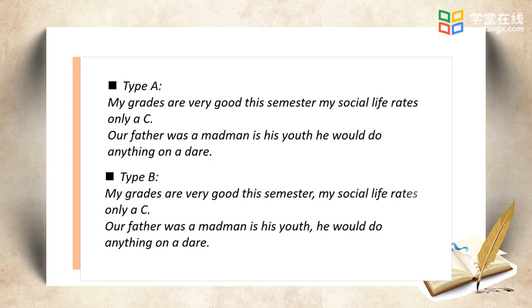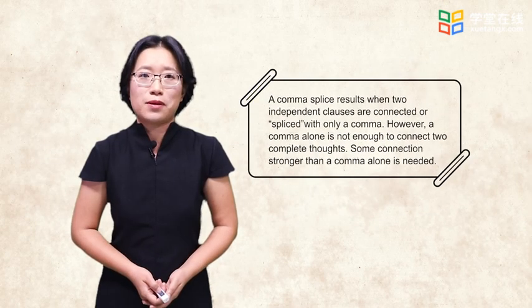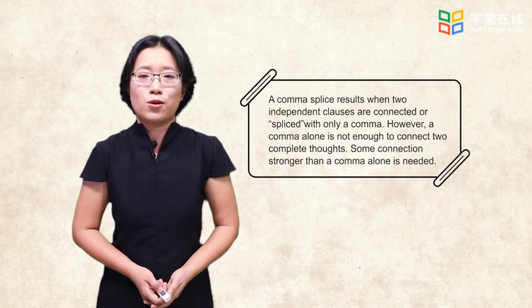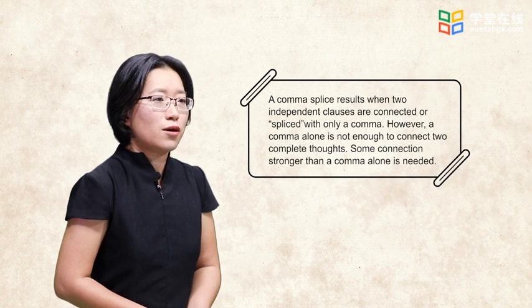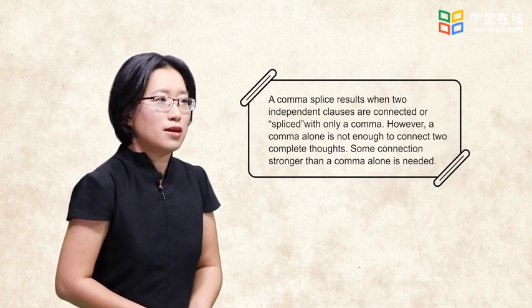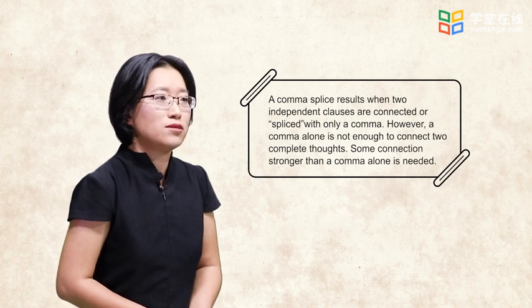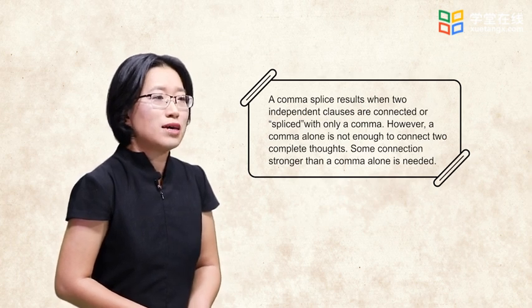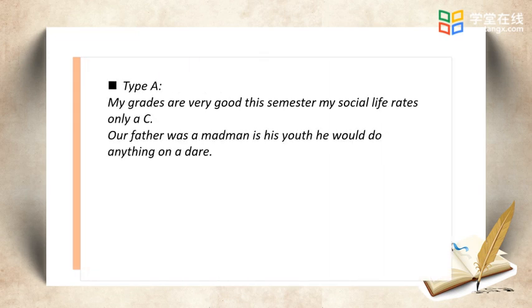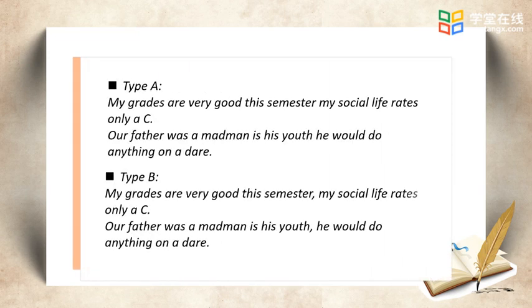The other type of run-on is known as comma splices. A comma splice results when two independent clauses are connected or spliced with only a comma. However, a comma alone is not enough to connect two complete thoughts. Some connection stronger than a comma alone is needed. The sentences in type B are comma splices.